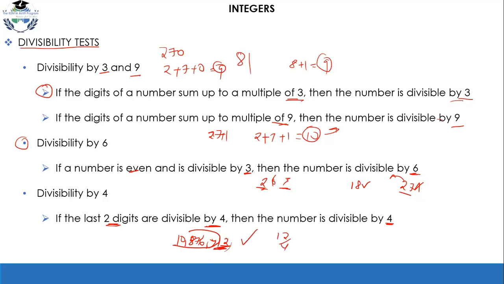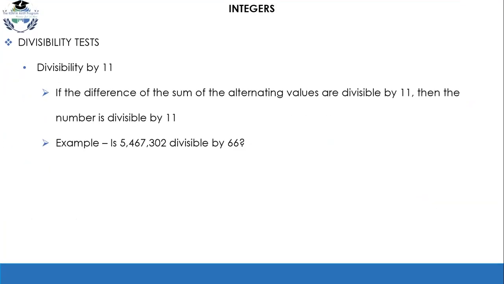So whenever you are given a very big number, you don't need to look at the entire number. Just look at the last 2 digits. Then if it's divisible by 4, then that entire number is divisible by 4. The last 2 digits are what is most important. I hope that is clear.